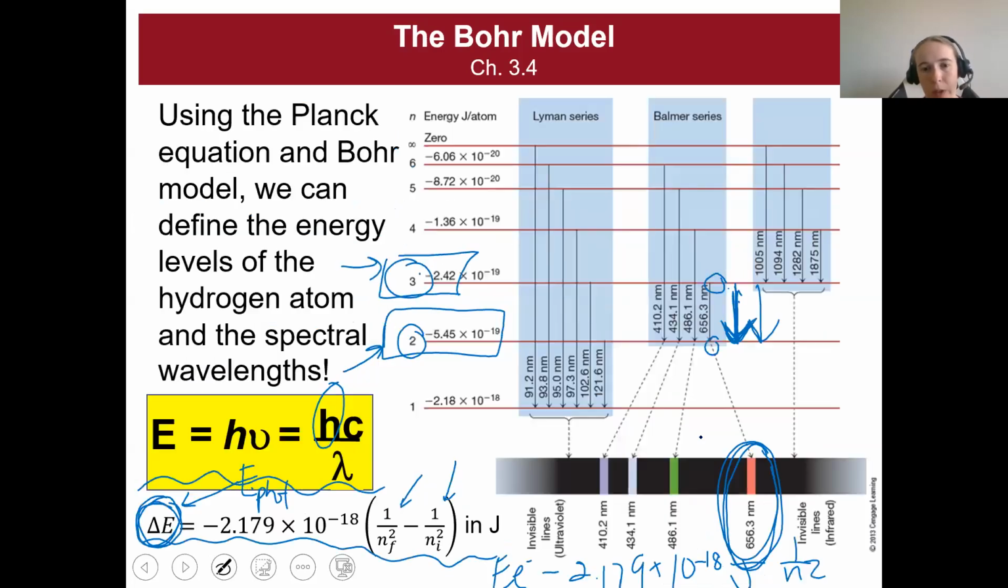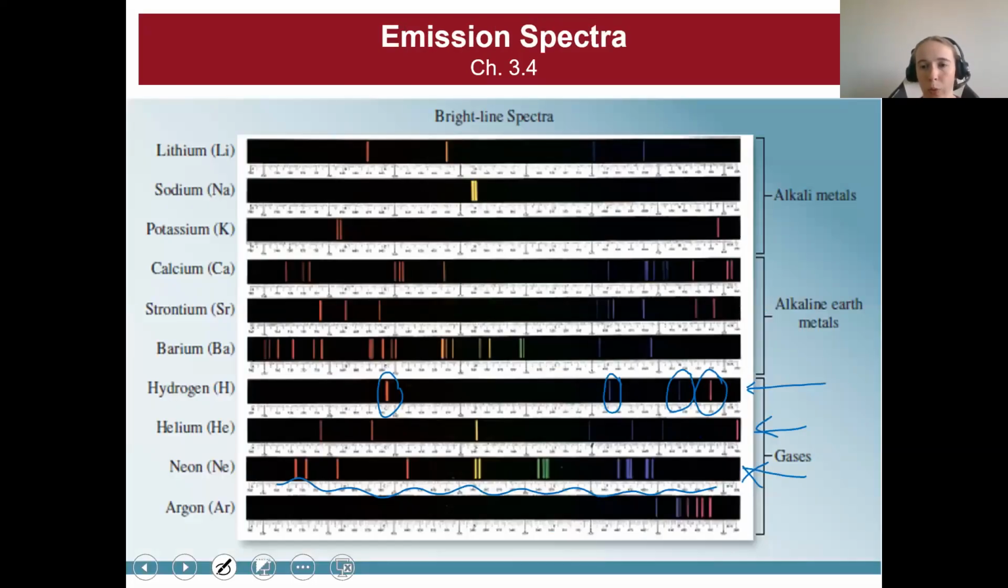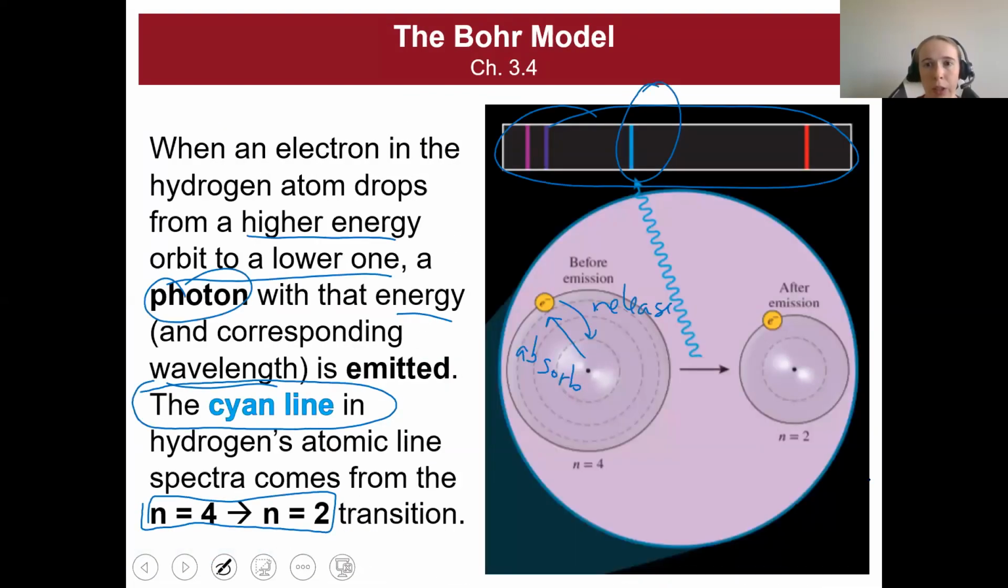So let's go back to the one from your textbook. The one from your textbook has these 4 lines: red, cyan, indigo, and purple. So the cyan is the one at 486.1 nanometers. And I got 486.5, which is pretty close. So I apologize for the confusion. But just like it shows here, this cyan line is the n equals 4 to n equals 2 transition.